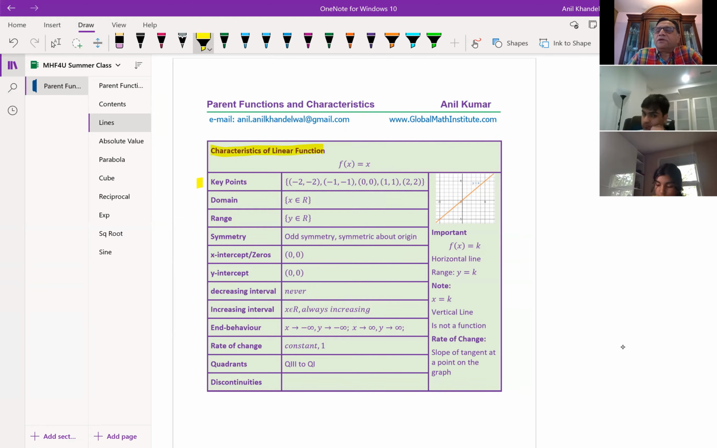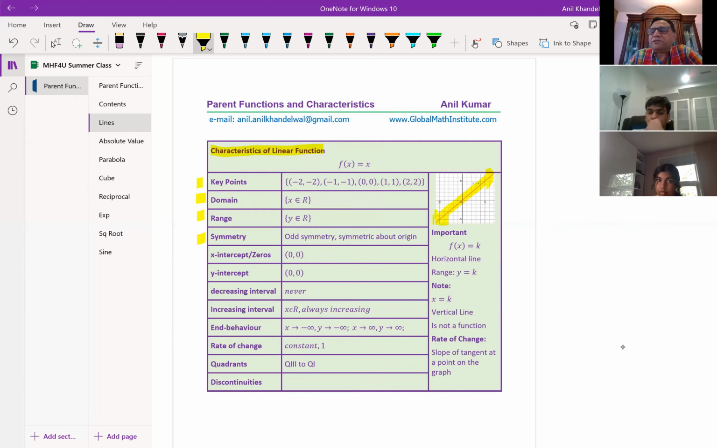Whenever I say key points, we're looking into at least 5 points to sketch the graph. For a straight line, (-2, -2), (-1, -1), (0, 0), (1, 1), (2, 2) are good 5 points to check. Then we talk about domain and range. Domain means what inputs can the function take, and range is what is the output which the function gives. Correct? For a line, a straight line, as you can see, any input, any real number can be the input. Therefore, the domain is all real numbers and the range is also all real numbers, as you can clearly see from the graph. Is that clear to you?